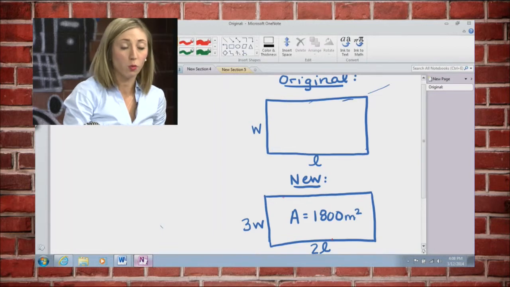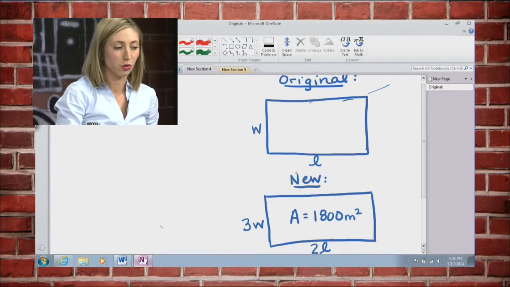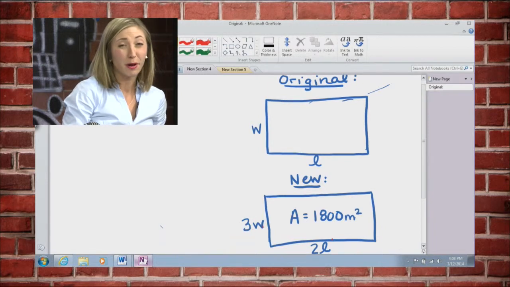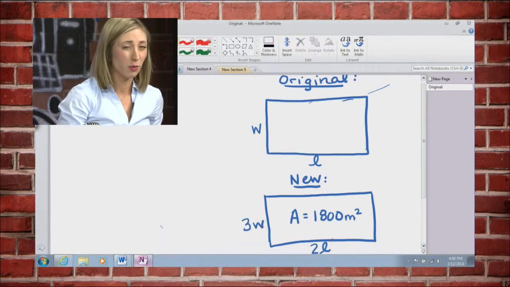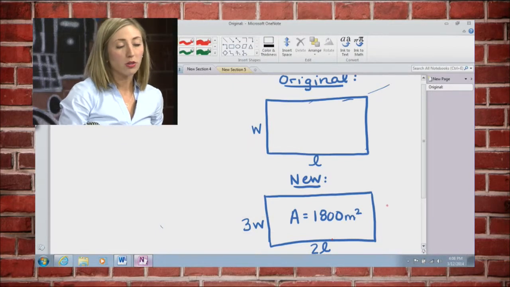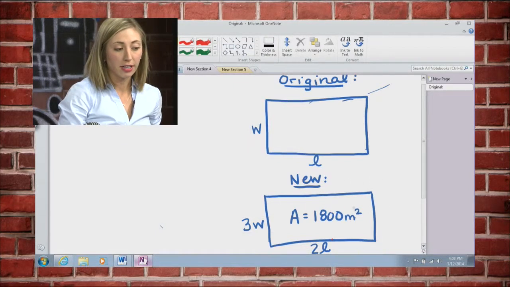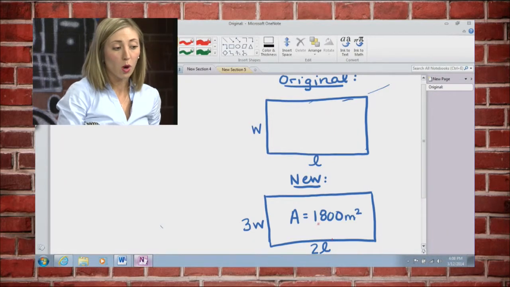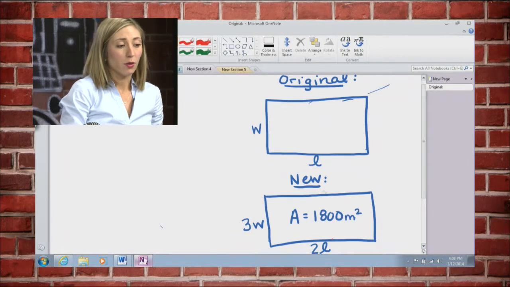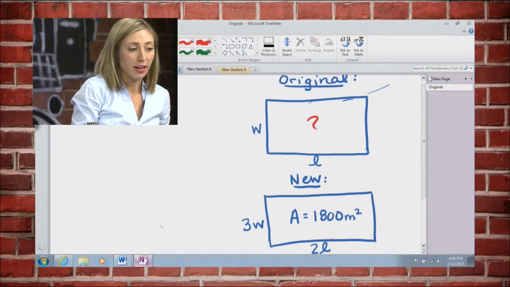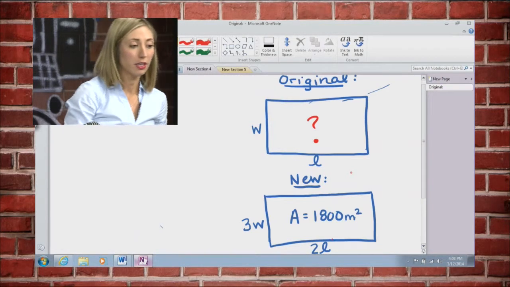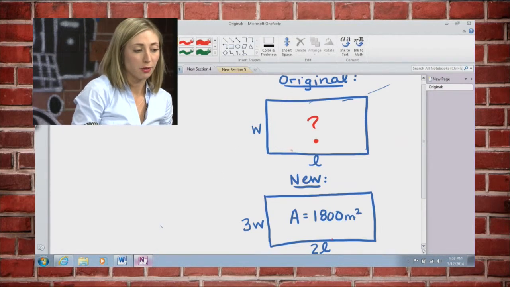It also said that the width was 3 times the size of the original width. So instead of labeling it W, I labeled it 3W. That's about all we know about our length and width, so that's why we're using variables. We don't know what they actually equal. We were also given that the area of the new rectangle is 1,800 meters squared, and the question was to find the area of the original rectangle. So we have to use the information we have to find that area.